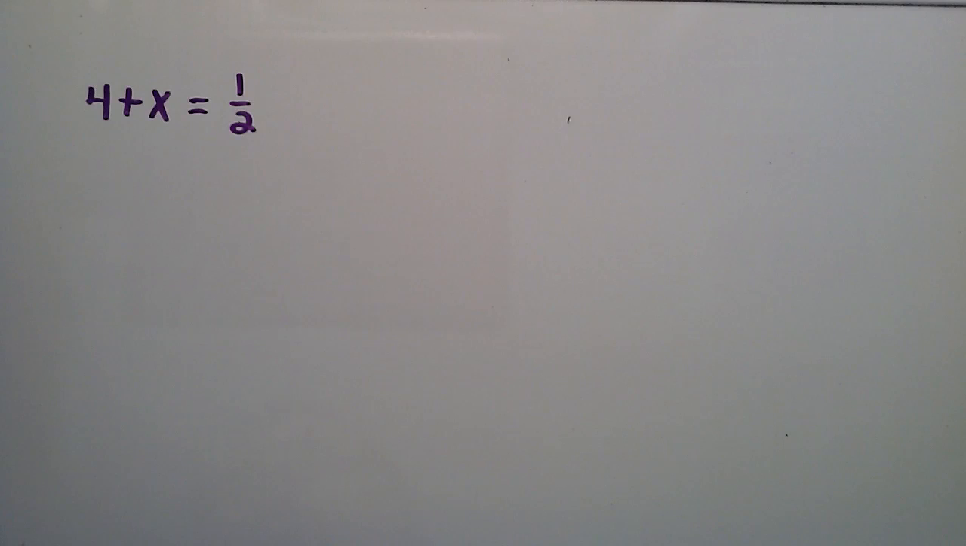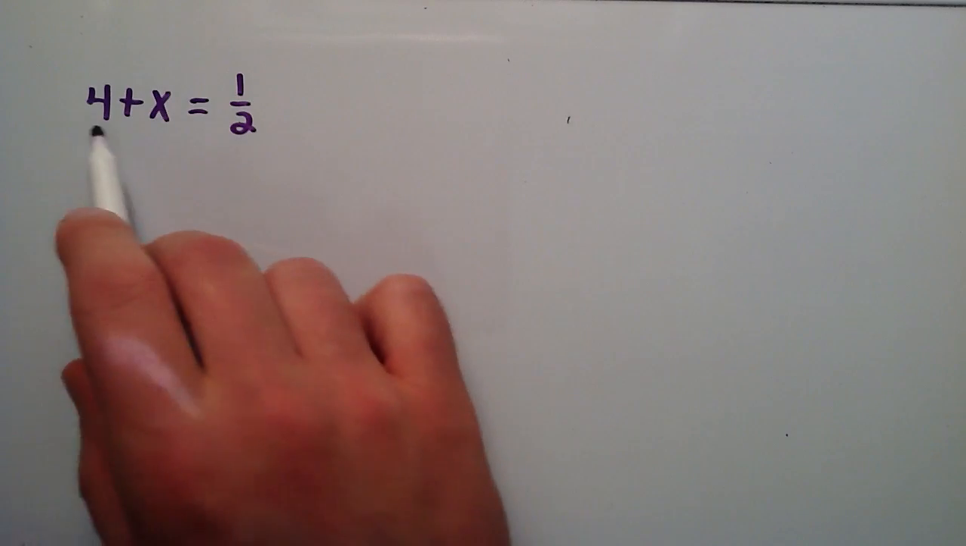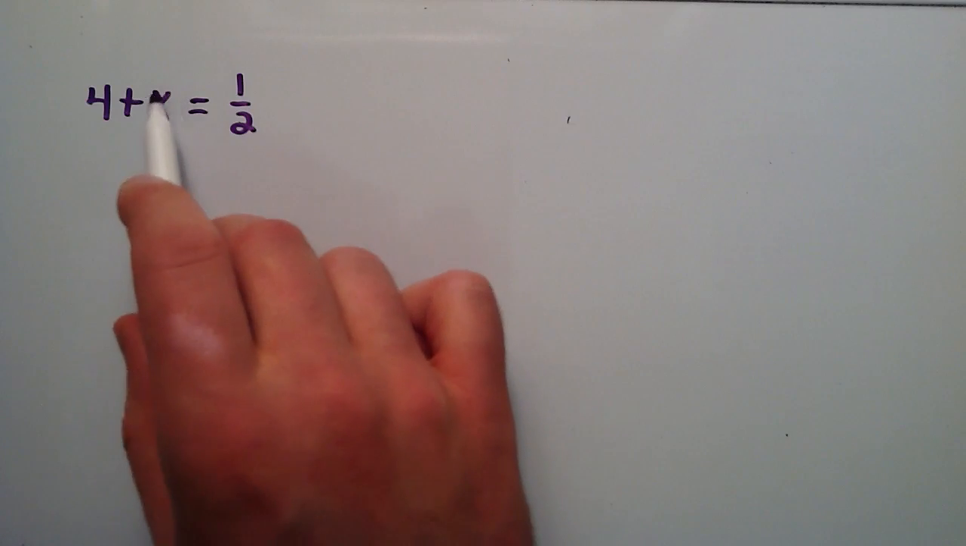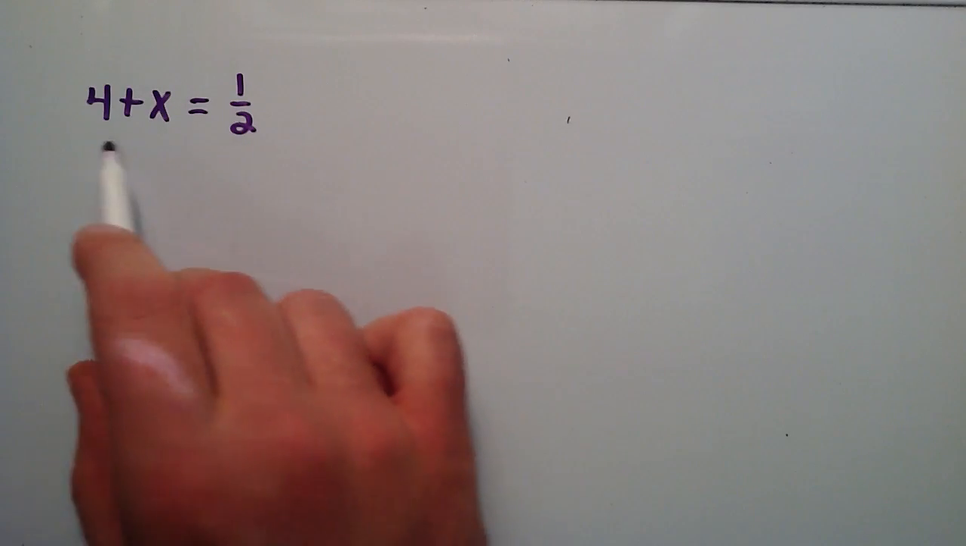In this tutorial I'll be showing you a couple examples of how to solve first-degree equations using algebra. So this is the first equation that I have here, and basically we're trying to figure out what value x has to be in order for this statement to be true.